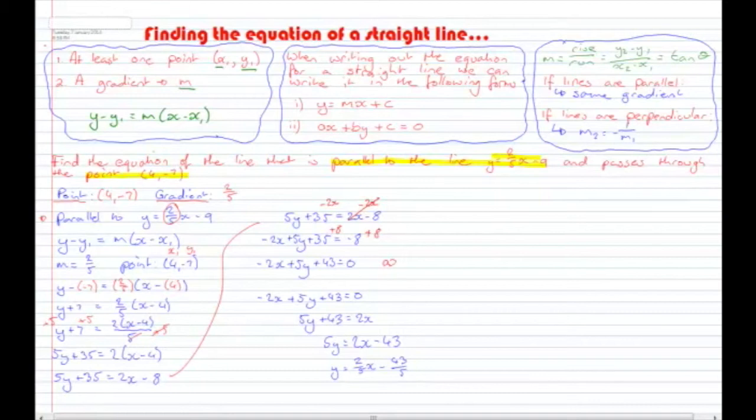This here is in the ax plus by plus c equals 0 form. Now we want to put it in the y equals mx plus c form. So what we're going to do is add 2x to both sides. These of course will cancel out, leaving us with 5y plus 43 is equal to 2x. Now what we're going to do is subtract 43 from both sides. These will cancel out, leaving us with 5y is equal to 2x minus 43. And divide both sides by 5, being everything from the other side. 5's cancel out here, leaving us with y is equal to 2 over 5x minus 43 over 5.